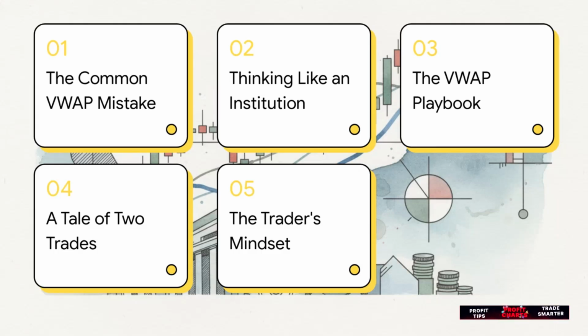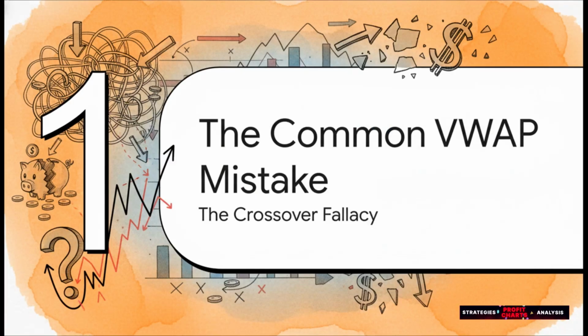We're going to kick things off by exposing that huge VWAP mistake that just trips up so many retail traders. Then we'll pull back the curtain and show you how the big institutions really think about it. After that, I'm going to give you a super clear, actionable playbook. We'll even walk through a couple of trades to see it all in action, and we'll wrap up with what I think is the single most important piece of the puzzle, the trader's mindset. All right, let's just dive right in.